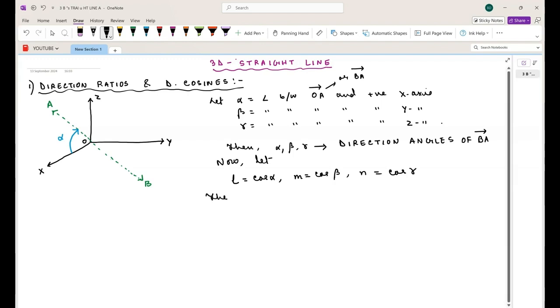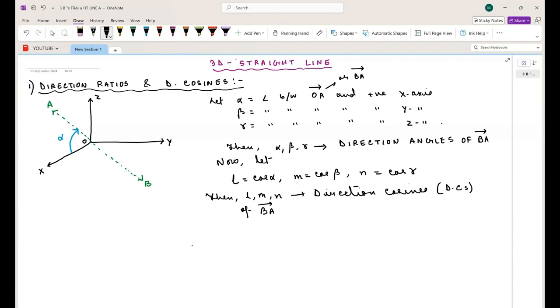Then L, M, N, they are called direction cosines, in short, of BA. Okay. So that is the definition of direction cosine. Remember, this is absolutely important: positive direction of x-axis, positive direction of y-axis, positive direction of z-axis.